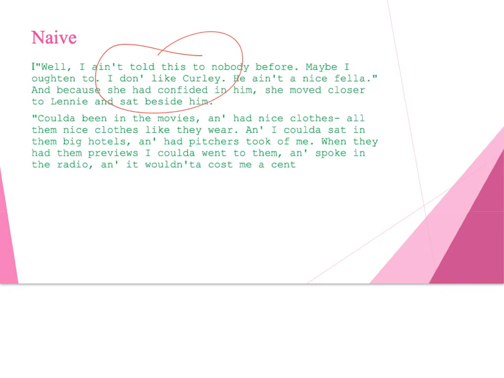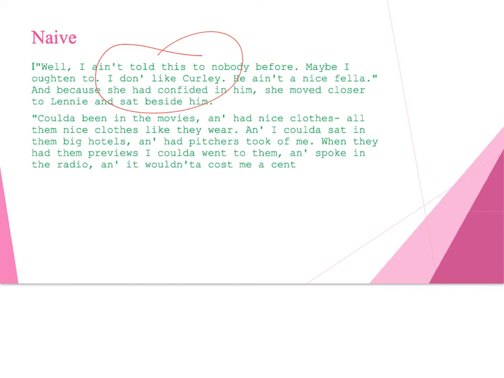Now, we talked about her physicality and how the only thing that anyone values is how she looks, and again, that for her that's true. The first thing that she thinks about is nice clothes. "I could have had nice clothes. And I could have sat in big hotels and had pictures took of me when they had in the previews. I could have went to them and spoken the radio and it wouldn't have cost me a cent."